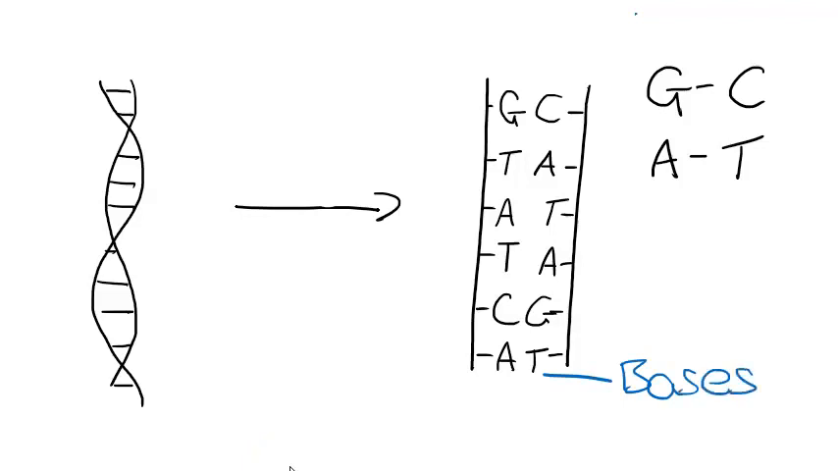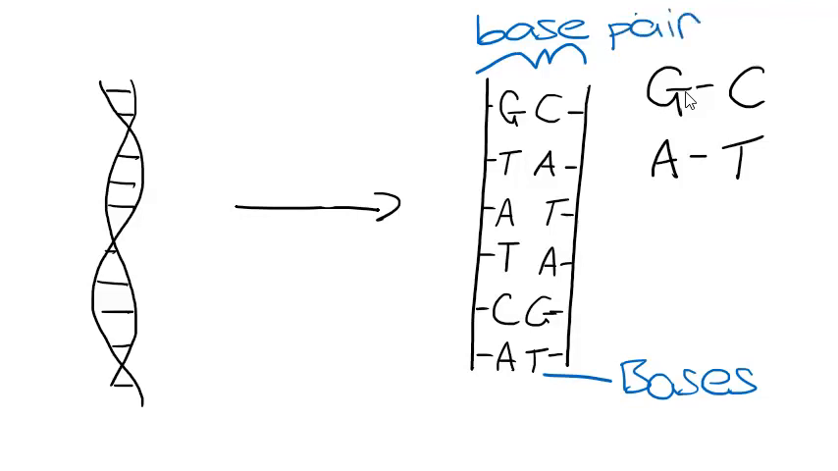And they will have any of these 4 letters. You don't need to remember the names of the letters or the full names of the bases, just the letters themselves. And you need to remember that G goes with C and A goes with T. And what we call them when they're paired up is simply a base pair.